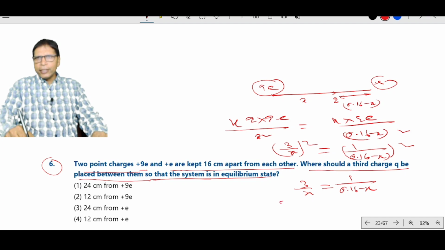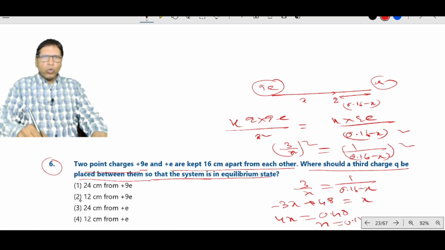So look at this. This is minus 3x plus 0.48 equal to x. Therefore, 4x equal to 0.48. So x equals 0.12. So the distance is 12 centimeter from the 9 charge.